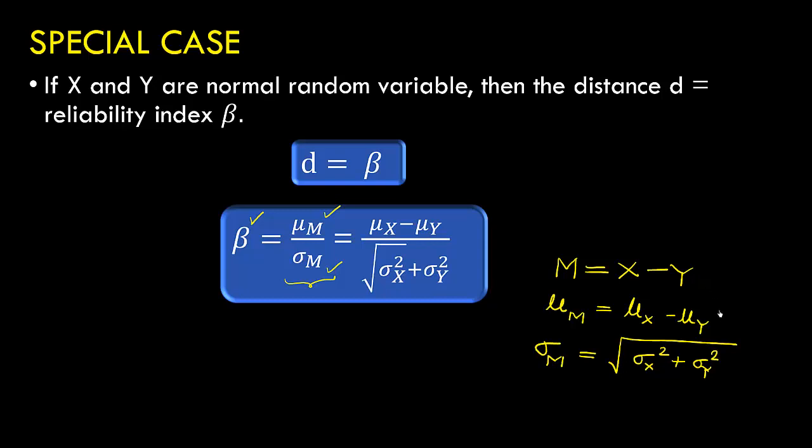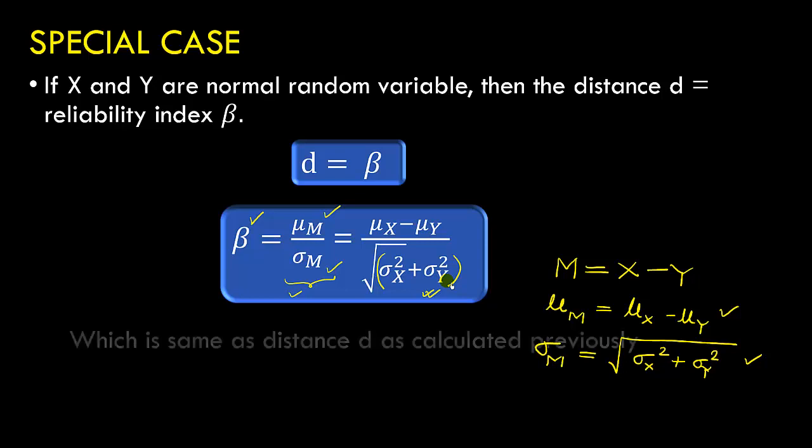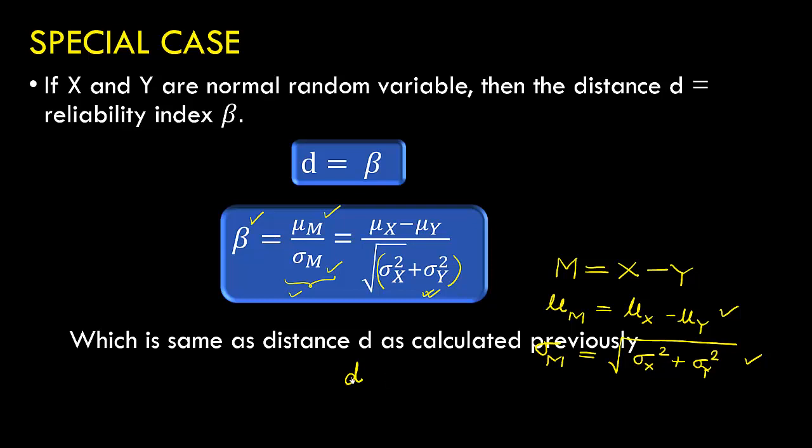So now if I plug this value in this expression, I will get the expression for beta, which is mu x minus mu y divided by the square root of sigma x square plus sigma y square. And this is same as the distance we calculated previously. So you see, in this case, distance D is equal to reliability index beta. So what we can say here is distance D is somehow a measure of reliability. In a special case, this becomes the reliability index.